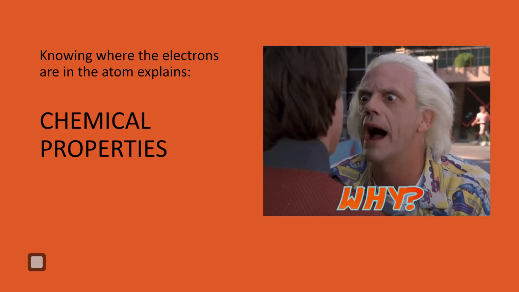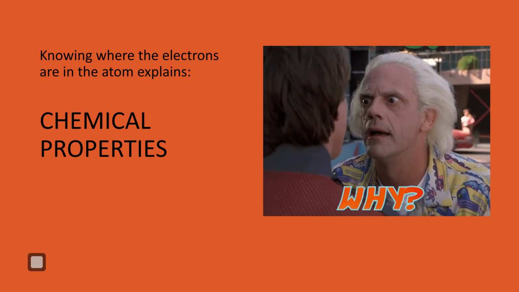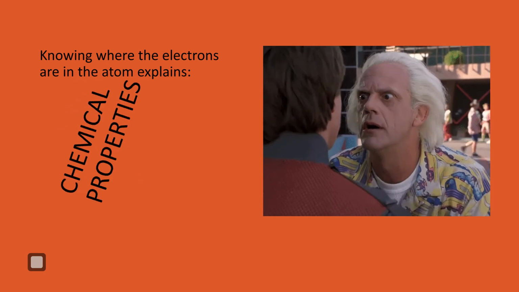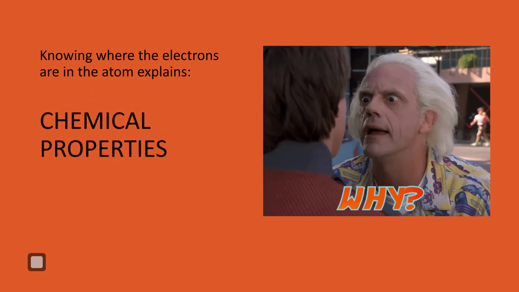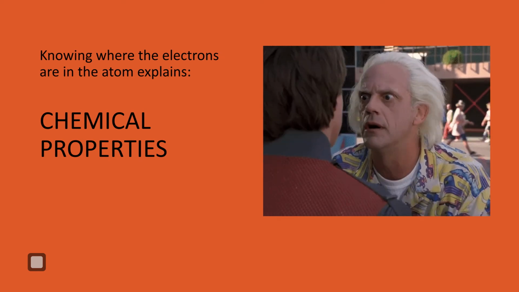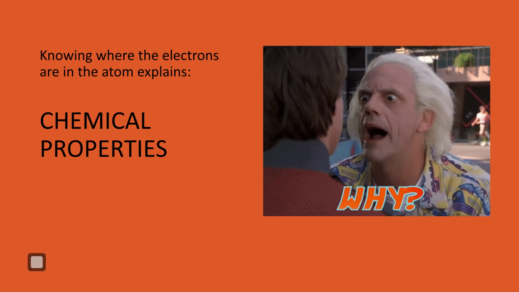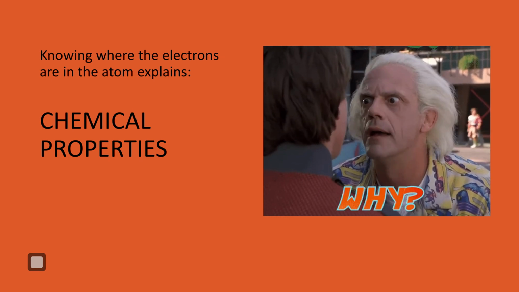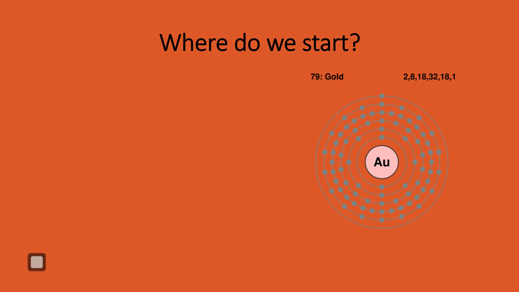So why is this important? Knowing where the electrons are in the atom helps explain their chemical properties. Like we talked about with valence electrons, the number of valence electrons in an atom will help us define how it reacts, because it forms particular ions and therefore it has particular properties based on that arrangement. That's the big why behind it.